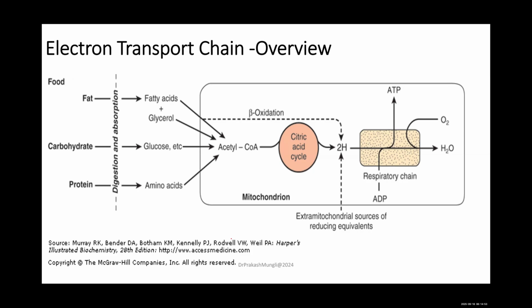Here is the overview of electron transport chain. Before I get into this, I'll ask you a couple of questions. Why do we eat food? To get energy. What is the energy? ATP, right? See, this is what happens. That's it. Look at the figure.